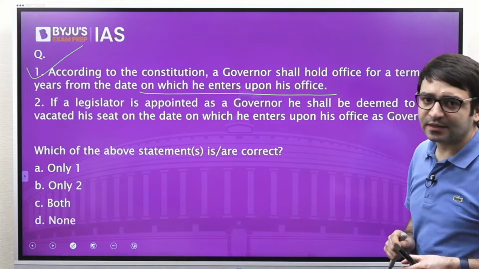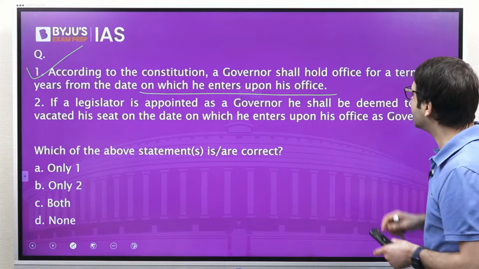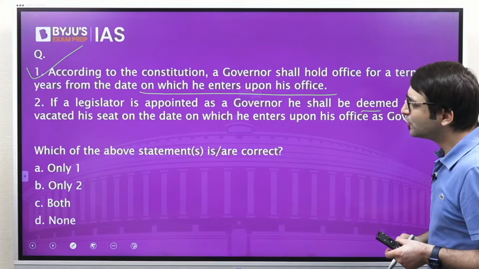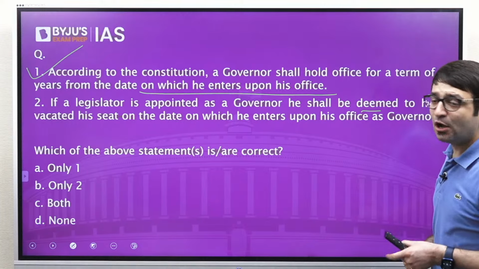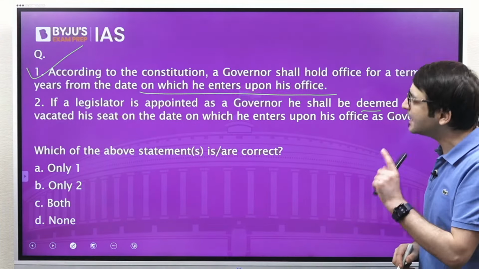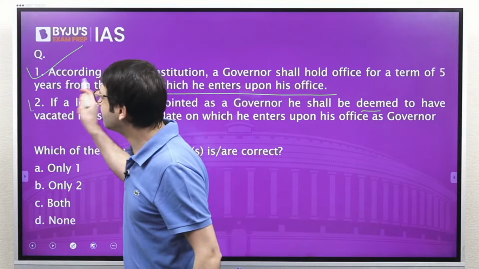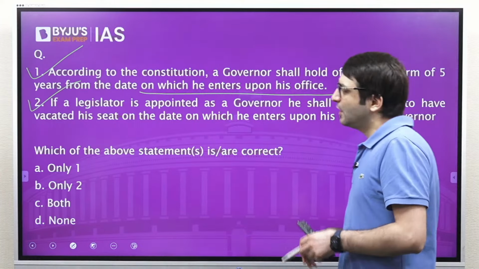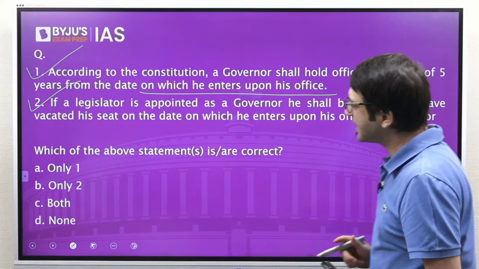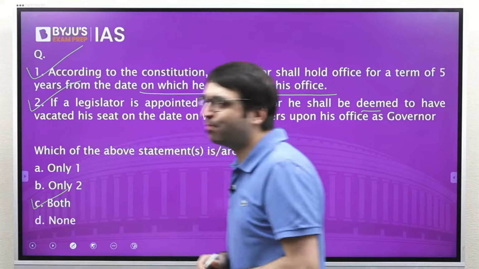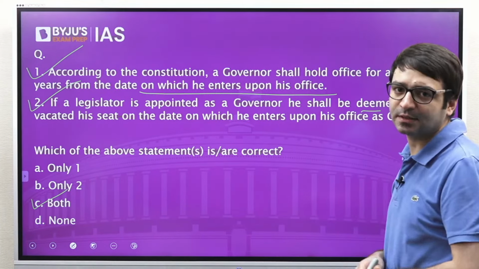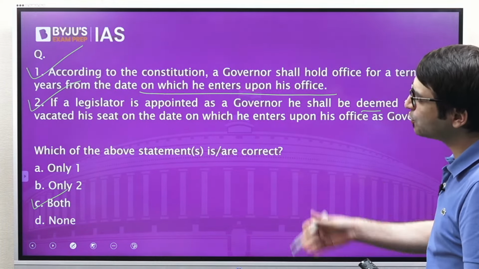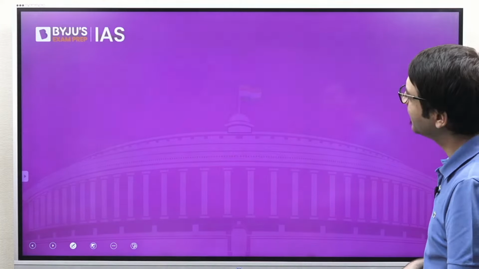So if a legislator is appointed as a governor, he shall be deemed to have vacated his seat on the date on which he enters upon his office. This statement is also correct. So which of the above statements is or are correct? C. Both. C is the right answer.